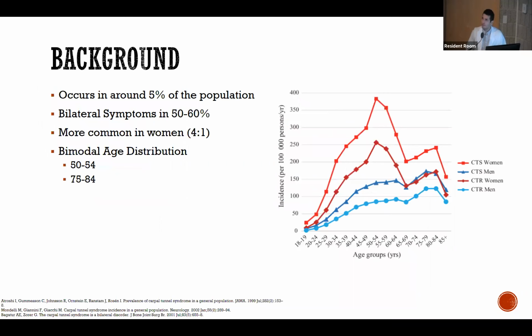So just to go over some of the relevant background for carpal tunnel syndrome, it's the most common compressive neuropathy, occurring in about 5% of the population. It's actually pretty common for it to occur in both hands, in up to 50 to 60% of patients. Usually it will start in the dominant hand and then several months later start presenting in the other hand. It's particularly common in women. This is thought to be due to a few different reasons, including hormonal changes, which can create fluid within the carpal tunnel, leading to compression, as well as conditions like hypothyroidism and rheumatoid arthritis, which are more common in females and are also associated with carpal tunnel. It has a bimodal age distribution.